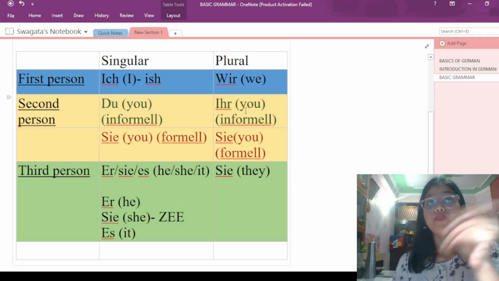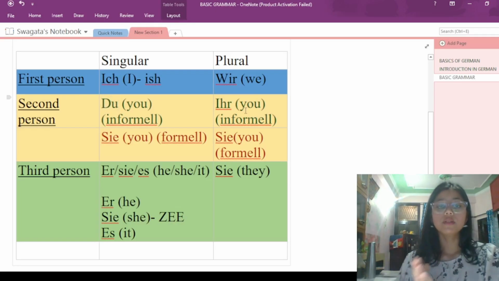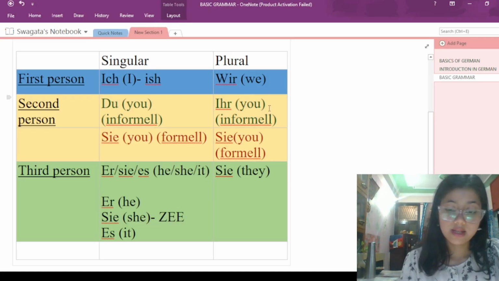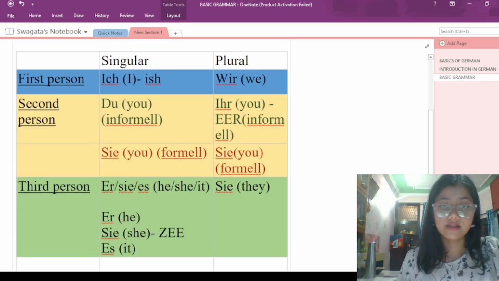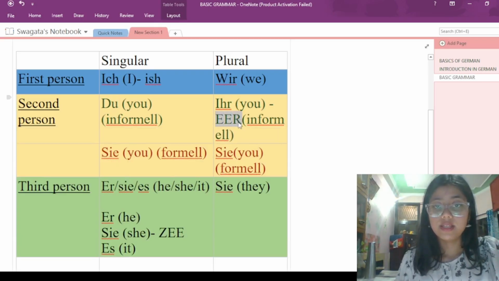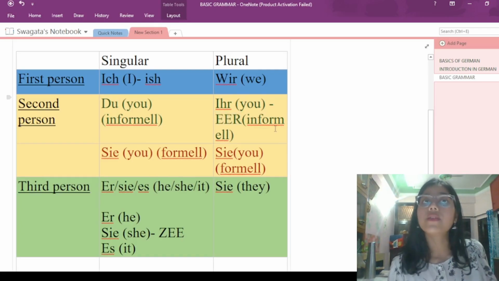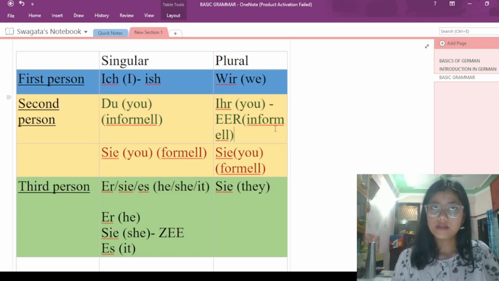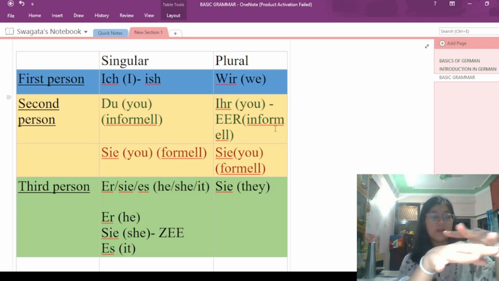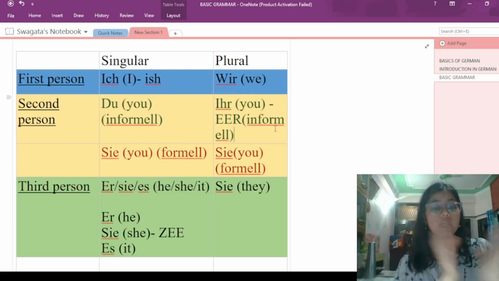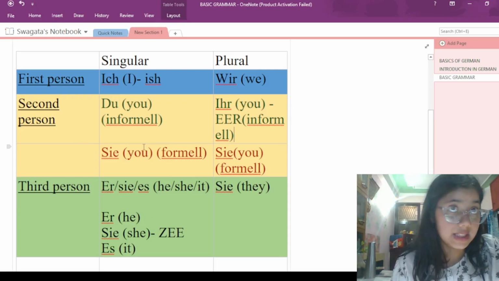Then in the plural informal form, we have ihr. I'll write the pronunciation here. Ihr is also used in an informal sense. If you're referring to a bunch of friends and you want to say you guys, then it's ihr. And then we have Sie.